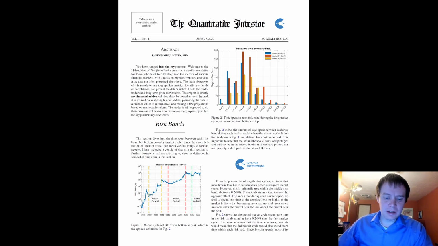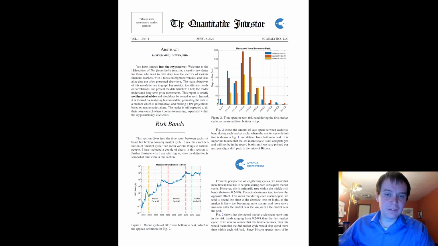Which makes sense. I mean, if the cycle is longer, we're going to have more days in total to spend within each risk band. But it's interesting because the general trend holds that as we traverse each risk band, between 0.2 to 0.8, we're spending more time in each band from one market cycle to the other. On the other hand, if you look at the extremes, so 0 to 0.2, we're actually spending less time.